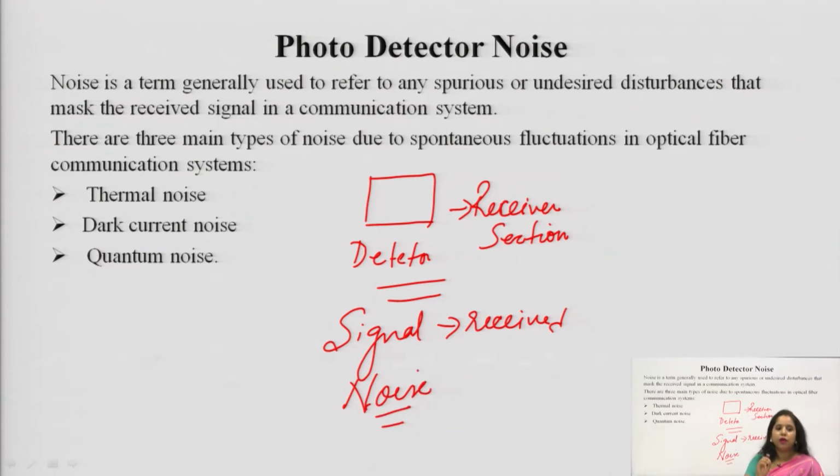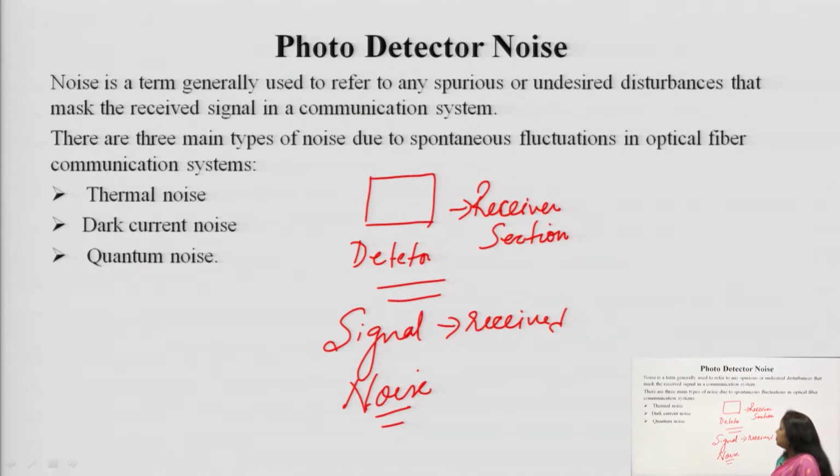So, if the noise is more than the signal, then of course, in the general case we are not able to receive the information as required by us. So, we have to always calculate the noise which we are receiving at the receiver section. So, before calculating, of course, we have to study the different types of noise which are encountered during optical communication. So, these are some of the common types of noise.